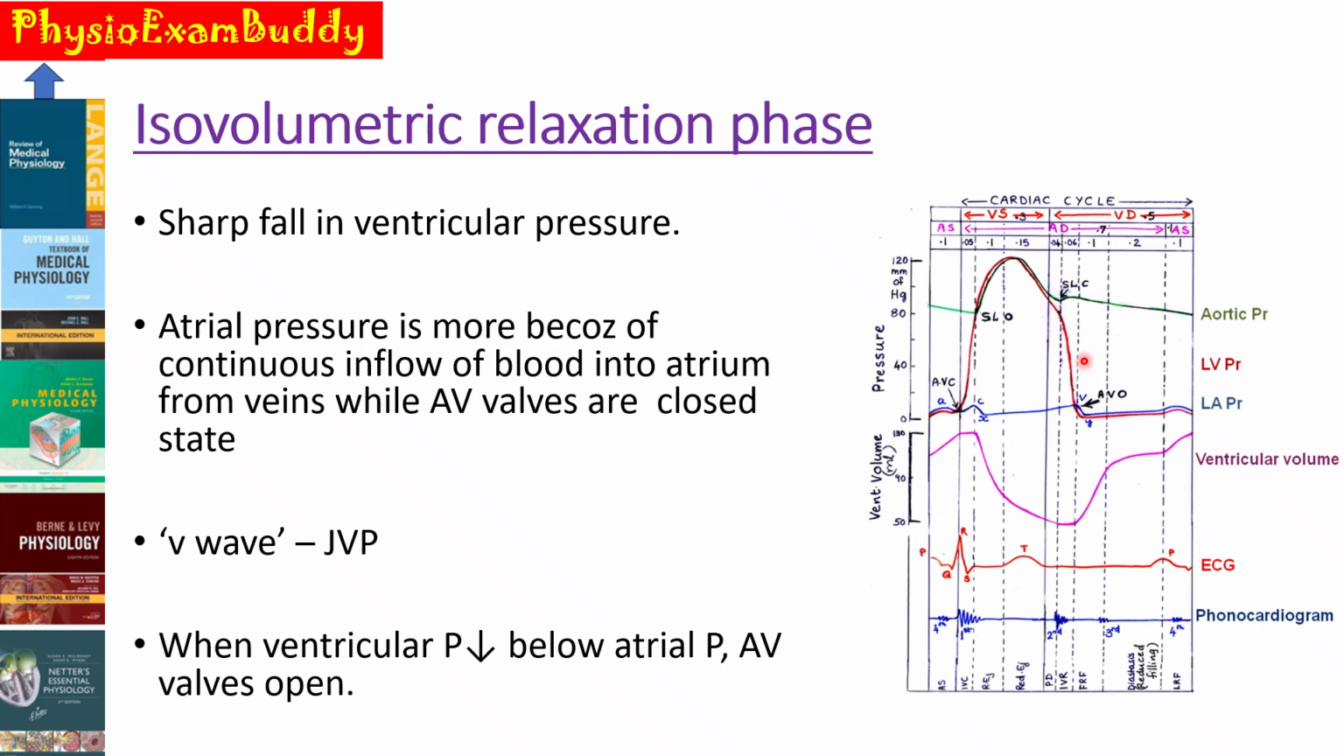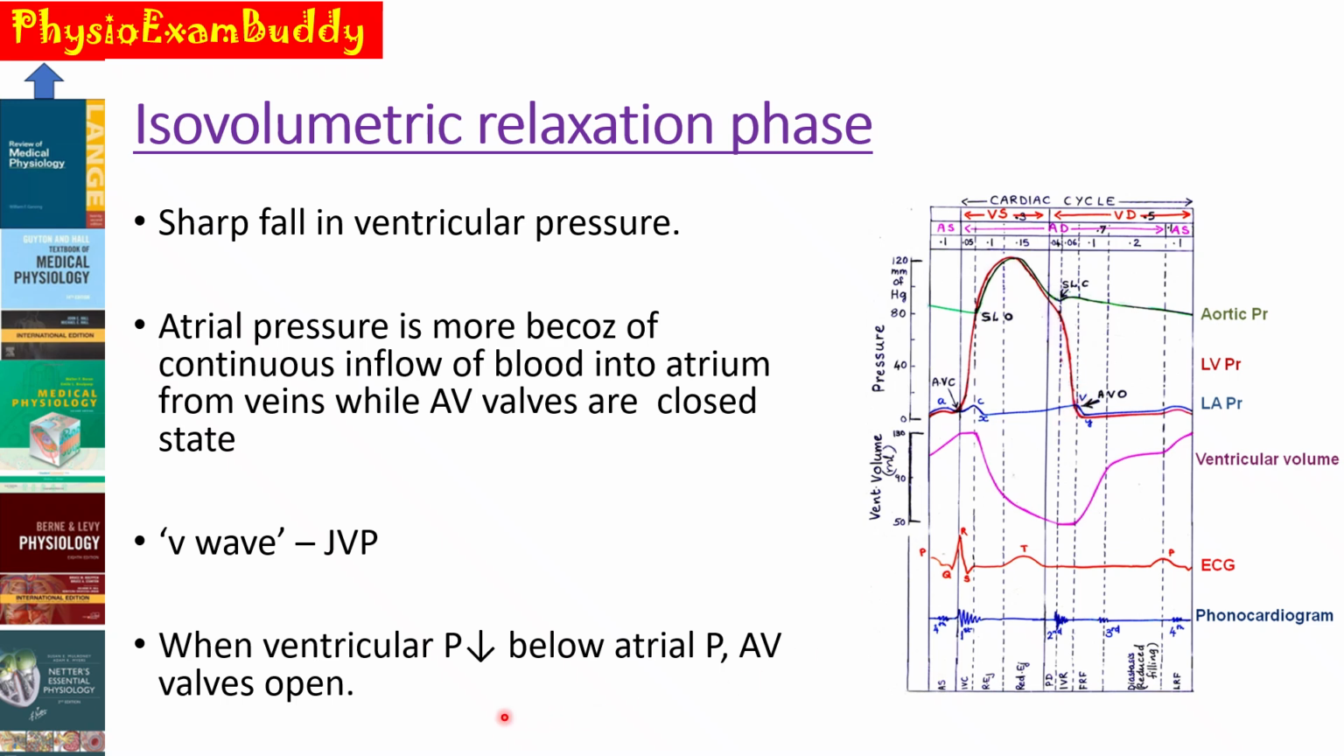You can see here that during this phase there occurs a sharp fall in the ventricular pressure. The atrial pressure is actually more than that of the ventricular pressure. You can see here atrial pressure is drawn above the ventricular pressure. So the atrial pressure is more because of the continuous inflow of the blood into the atrium from our great veins, while the AV valves are in a closed state, and this is responsible for the V wave in the JVP. So V wave you have to draw in the isovolumetric relaxation phase.